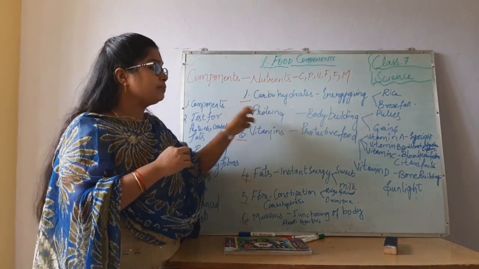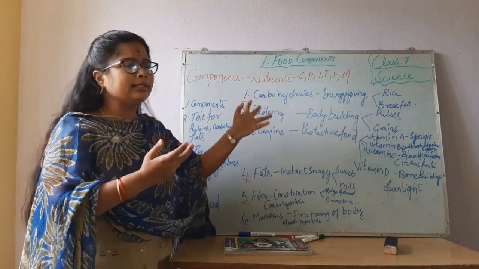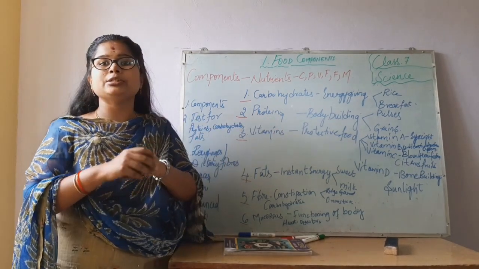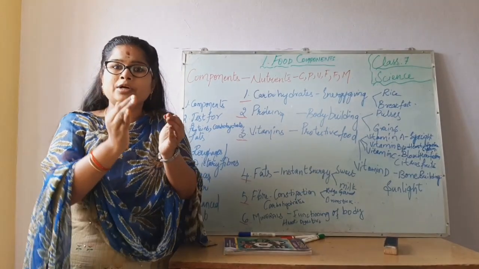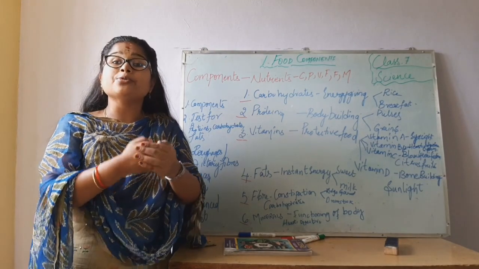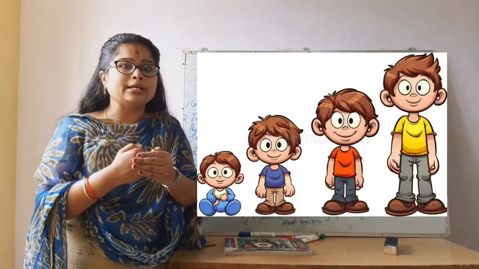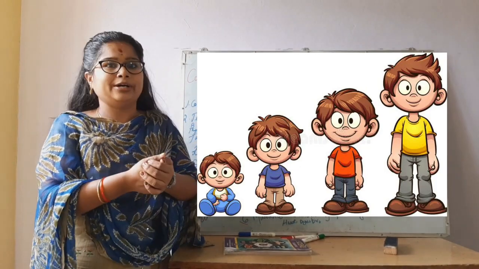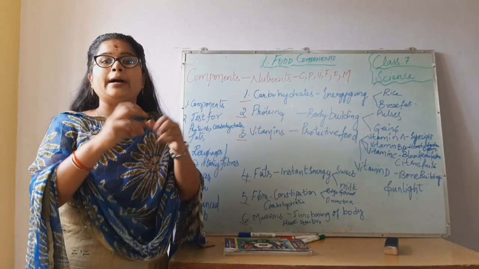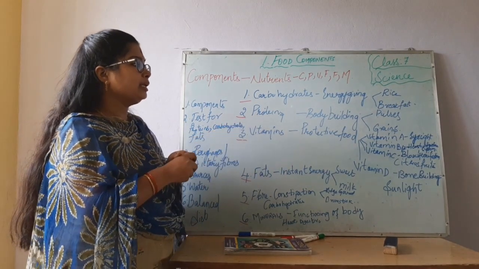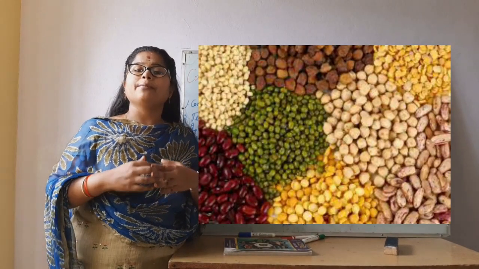Next, proteins. What do proteins do? Carbohydrates give energy, but that is not enough; proteins give you body building. You need to build your body. When you are an infant you are very small, but when you grow up, you are growing up now, isn't it? When you were in 4th and 5th class you might have been short, but now you have grown up. Which component in the food makes us build our body? It's proteins. Where will you find proteins? In pulses and grains.